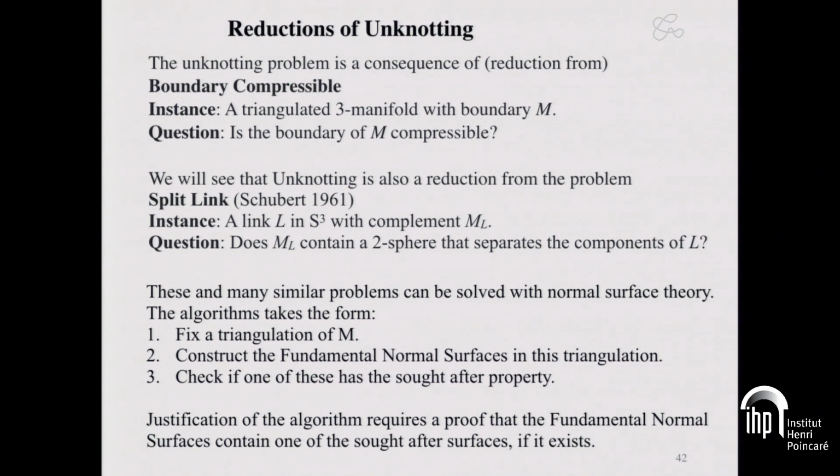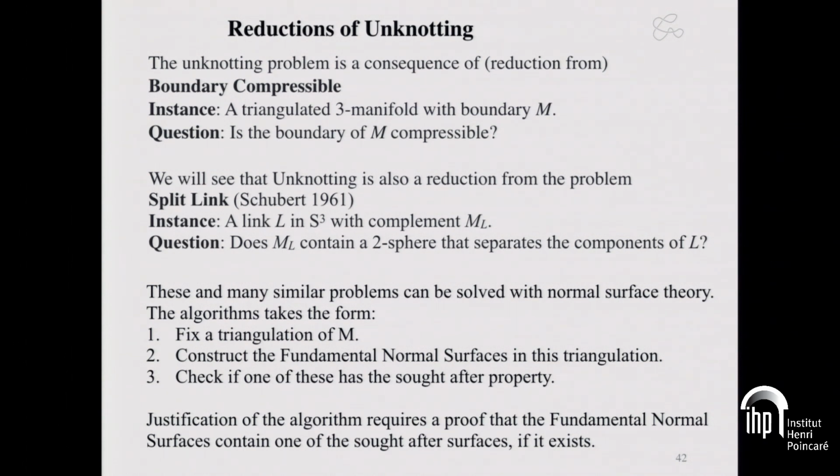So now let's go on to finish off the algorithm for unknotting. We have all the tools now. There's one little lemma I still have to prove. So what's the idea? Instead of working directly with unknotting, we're going to reduce it to one of two other problems. Or we're going to show that it follows from one of two other problems.